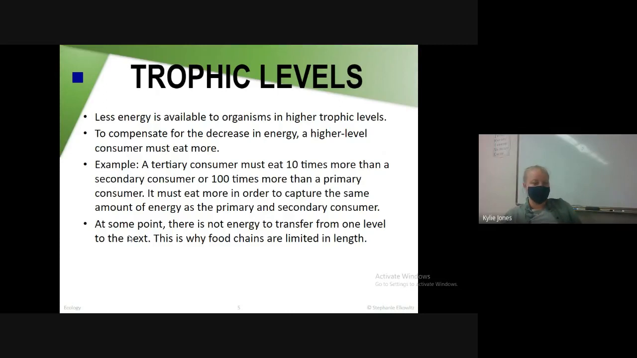Okay? That's the point. Yeah, they're big animals, so they need a lot of energy first of all. So they have to eat a lot of little things because those little things only have a little bit of energy in them. At some point, there is not enough energy to transfer from one level of the trophic pyramid to the next. So that's why food chains cannot go on forever and ever.